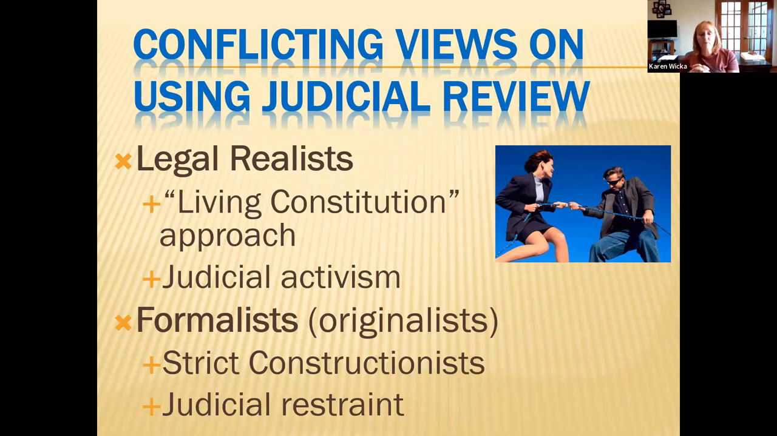Other people are what we call formalists or originalists. Formalists or originalists are the people that believe the Constitution should be interpreted exactly as it was written when it was originally created. They are strict constructionists. They don't believe that the courts should be interpreting it based on today's society. It should be strictly interpreted based on how it was originally written. They also believe in what we call judicial restraint. They want less action from the court. They want the court to not be active in certain cases if they are able to not be active.